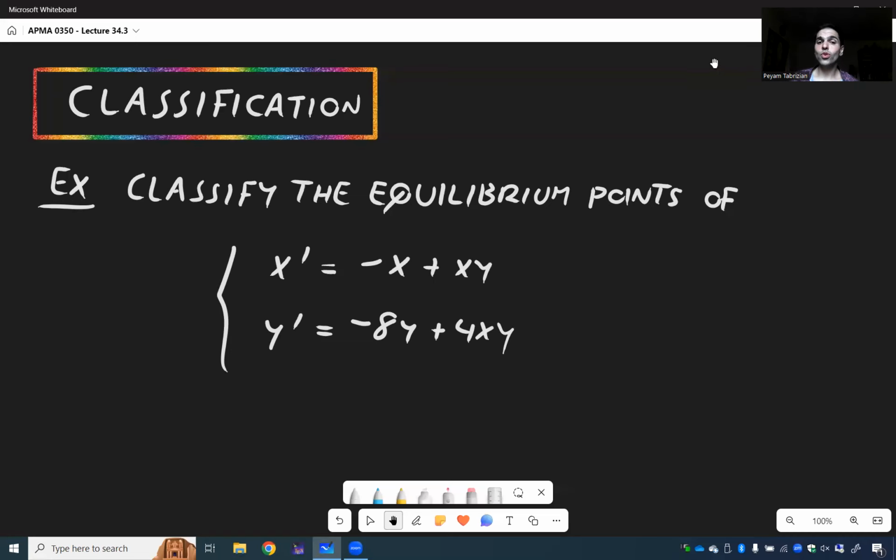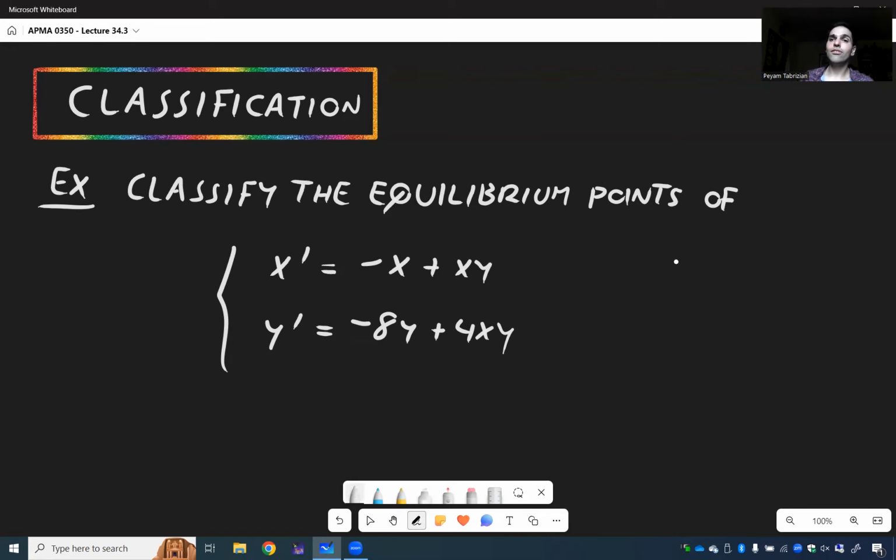Just like for first order ODEs, where we're able to classify our equilibrium solutions as stable, unstable, bistable, we can actually do the same thing here as well. So let's classify the equilibrium points of the system we just studied: x prime equals minus x plus xy, and y prime is minus 8y plus 4xy.